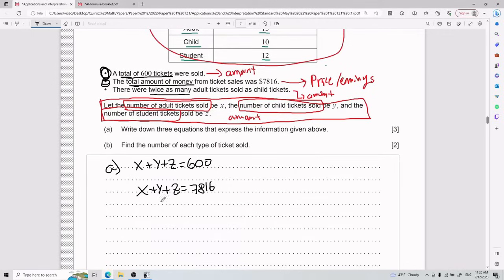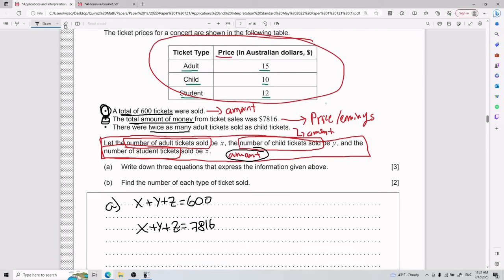It's a mistake because X, Y, and Z are an amount. See? And since this is earnings of the ticket sales, it's all your adult tickets that were sold plus all your child tickets, how much they earned, plus all your student tickets and how much they earned. So my question to you, ladies and gentlemen, is what is the price of an adult ticket?